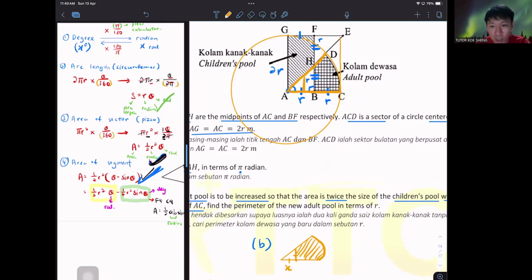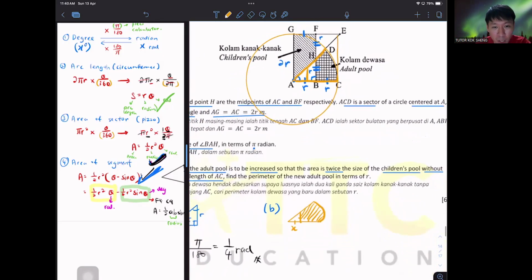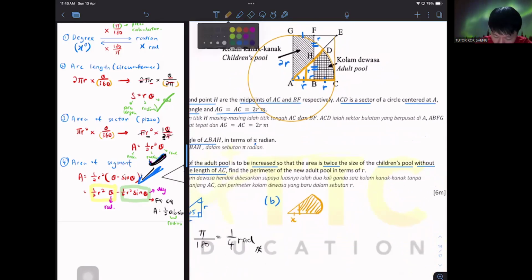So continue. Now, to find the perimeter of the new adult pool, this part here, first thing you have to find the x first. They want the answer in terms of r, right? We extend it. We name the length x over here. So need to find the x first, by using the info on top.